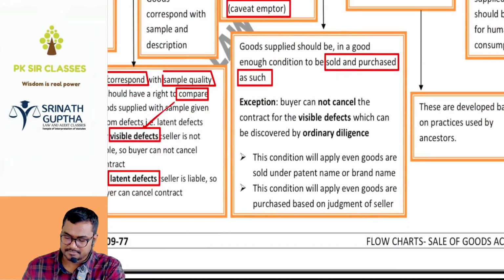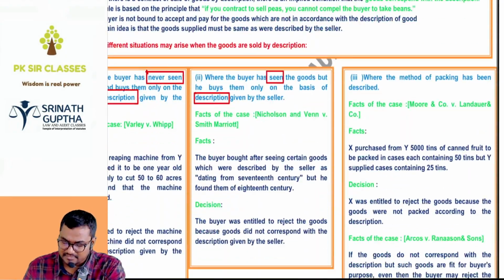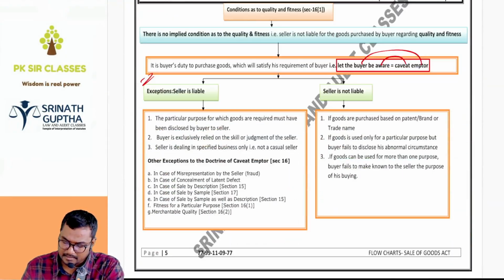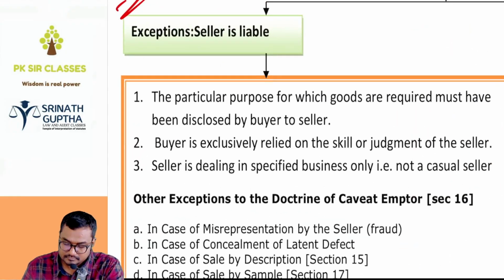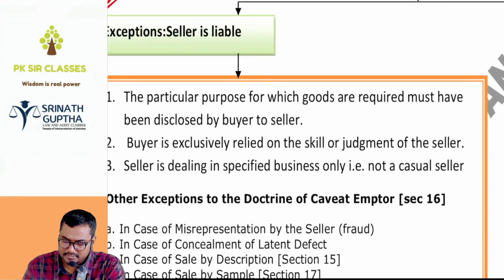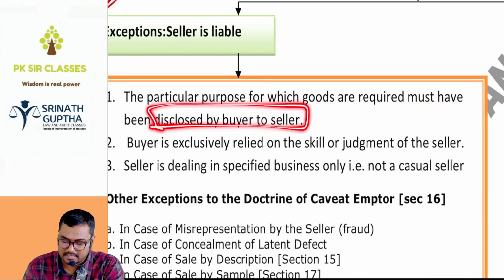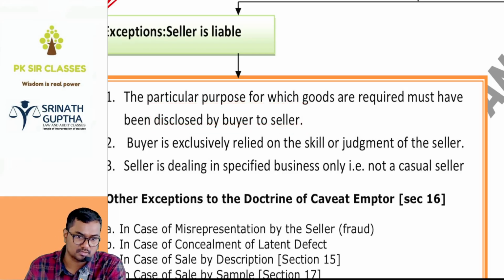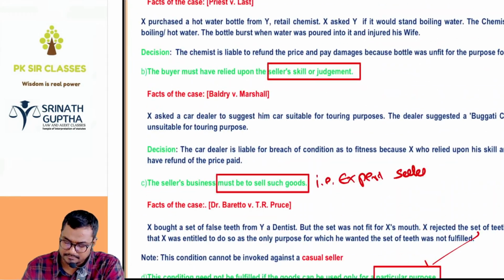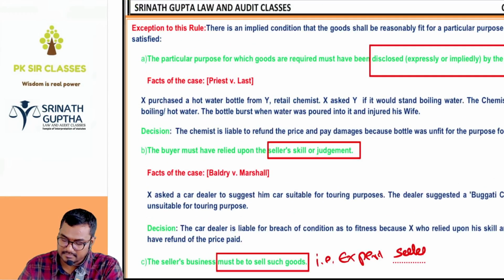We have some exceptions. In these exceptional cases, who will be liable? The seller will be liable. First one, the particular purpose for which goods are required must have been disclosed by the buyer to the seller. Since the buyer is disclosing to the seller, this is my purpose, you choose the goods, then the seller will be responsible. We discussed a case law also, Priest versus Last.